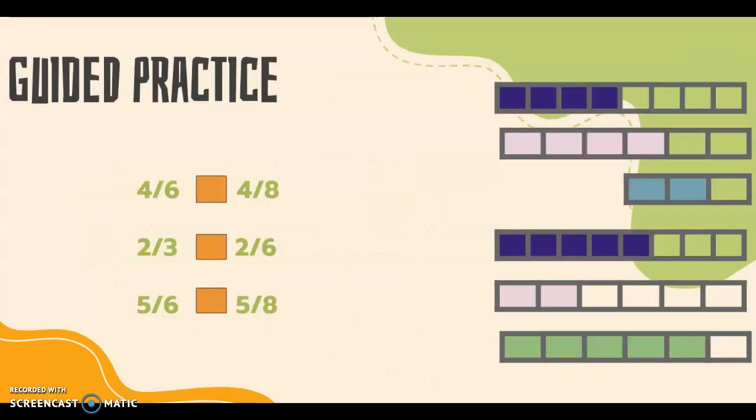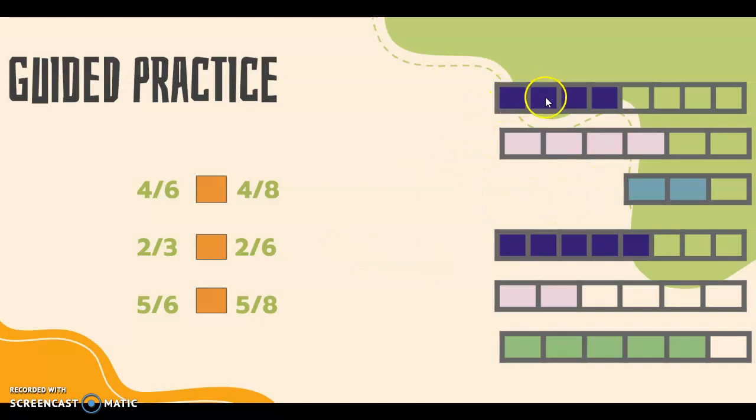Now we're going to do some more practice, and we have some models here that have been partitioned into eighths, thirds, and sixths. So we are going to compare these fractions that have the same numerator but different denominators, and we're going to use the models to help us to compare. So first we're going to find the model for 4/6, and then we're going to find the one for 4/8.